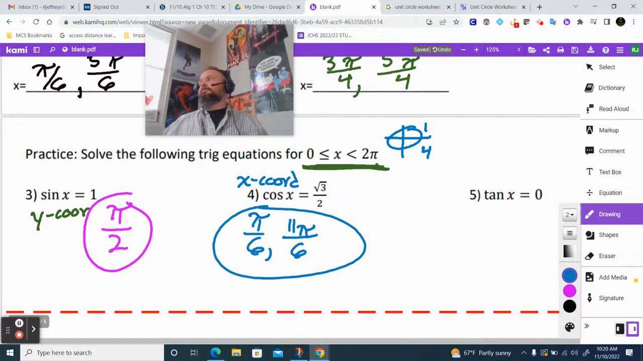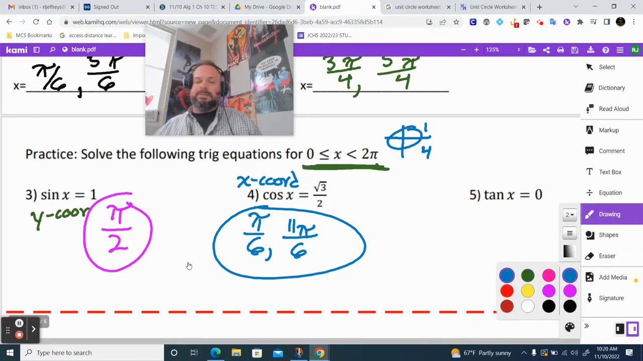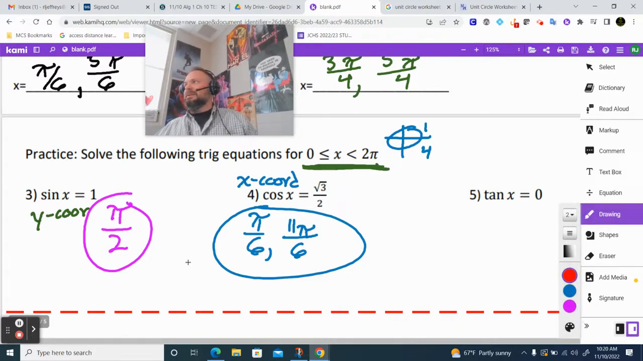Uh-oh. There's a tan in there. Who remembers, it's probably going to be very few, what tangent is? It's something over something else. Sine over cosine. Very good. Okay, so sine over cosine.